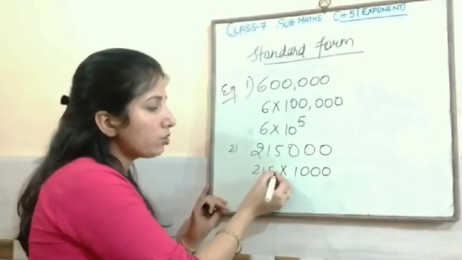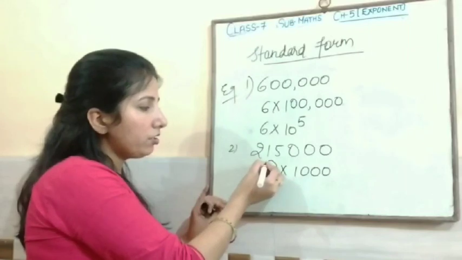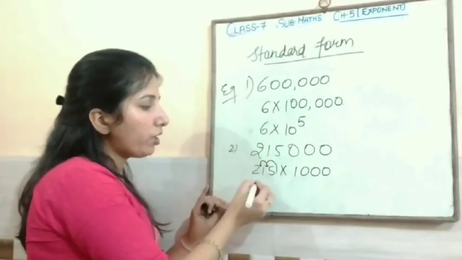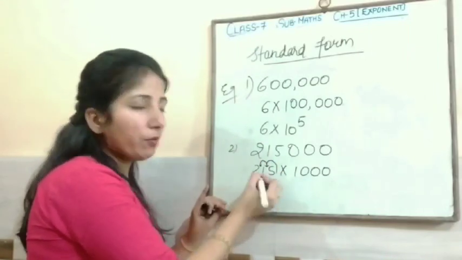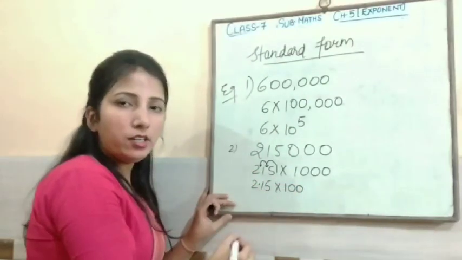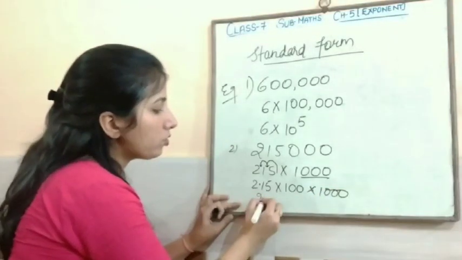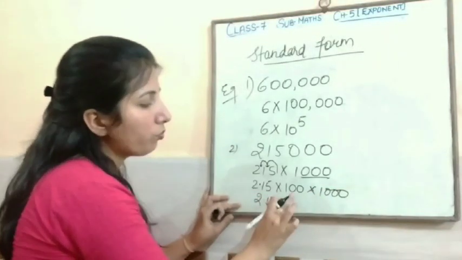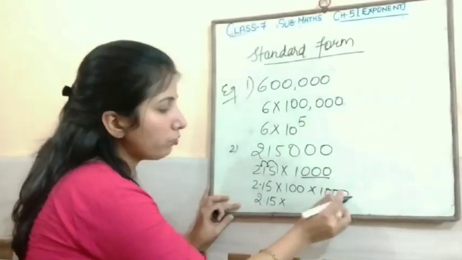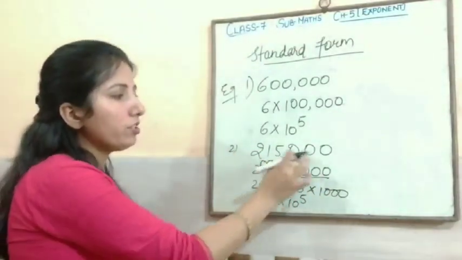How? If I take the point here, it will shift to 1 and 2 places. It is shifting, so that means we can write it as 2.15. So this will be 2.15 into 100 into this is 1000. So we can write this as 2.15 into 1 2 3 4 5, 10 raised to the power 5. So this is the standard form of this number.